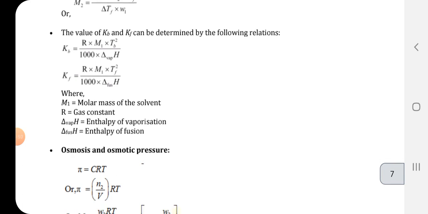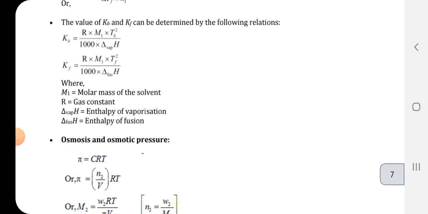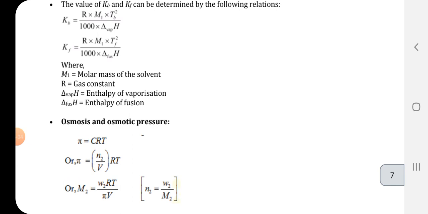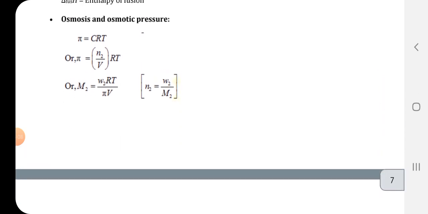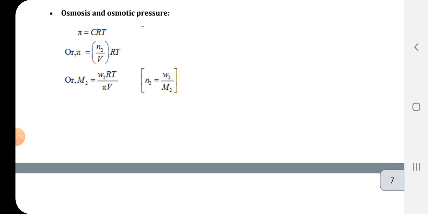Kb equals R into M1 into Tb whole squared upon 1000 into delta H of vaporization, and Kf equals R into M1 into Tf squared upon 1000 into delta H of fusion. Osmosis and osmotic pressure: pi equals CRT, or pi equals n2 upon V into RT.